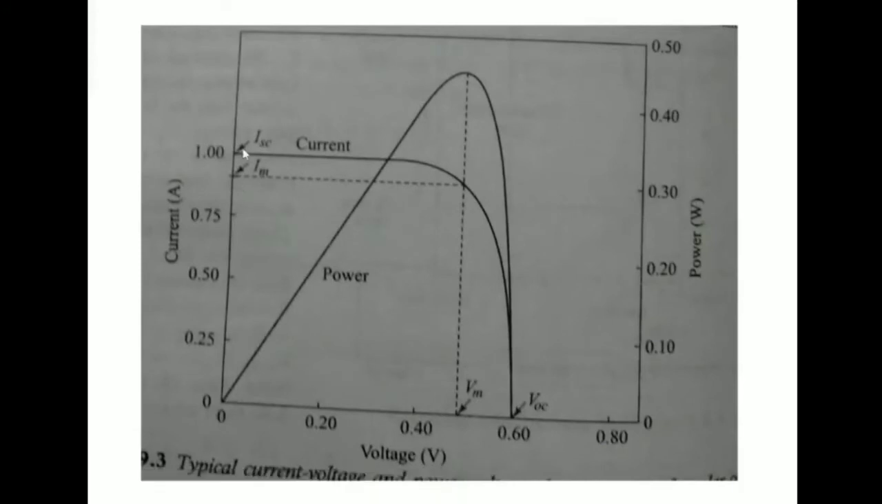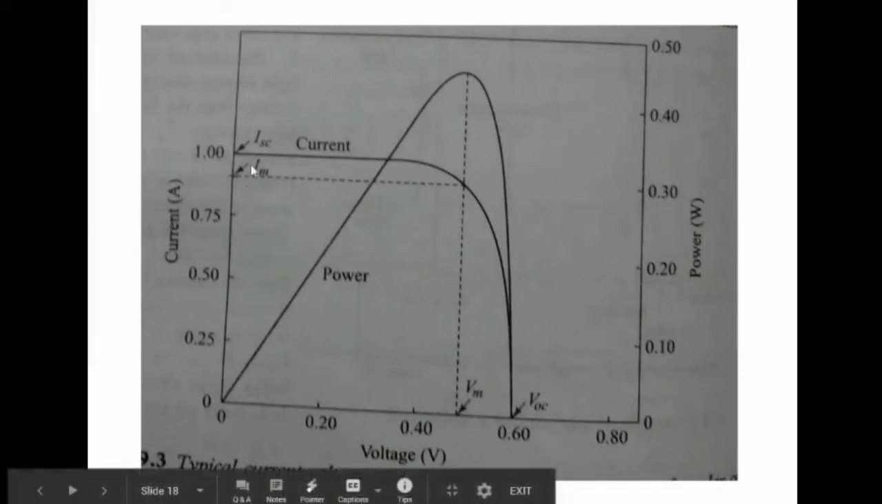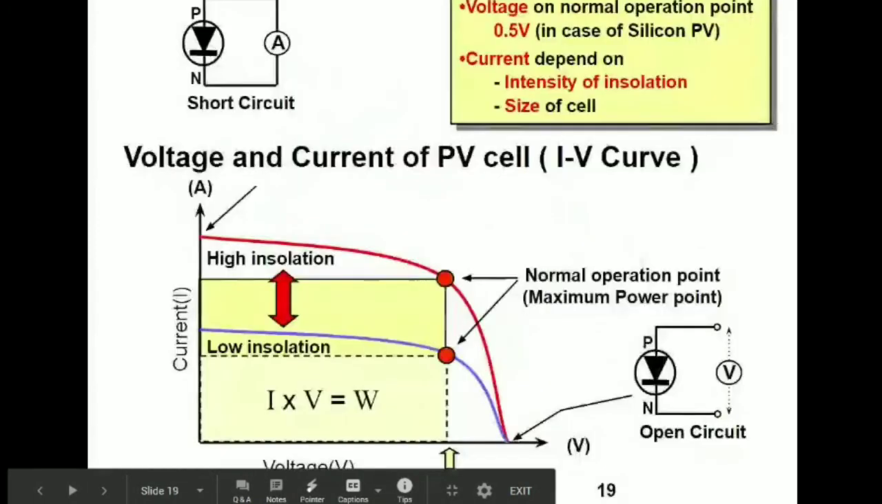You can see the current initially has the value ISC when voltage is 0, then stays constant, then rapidly falls to 0 when the voltage becomes equal to the open circuit voltage. Then power rises with voltage and reaches a maximum when voltage is Vm and current is Im, and it falls to 0 when the voltage is the open circuit voltage.